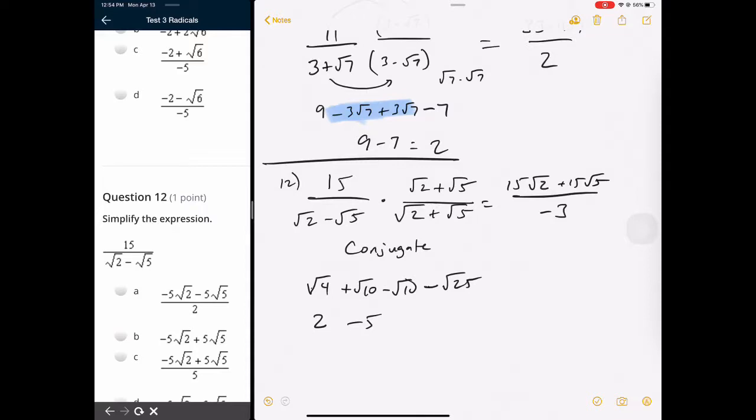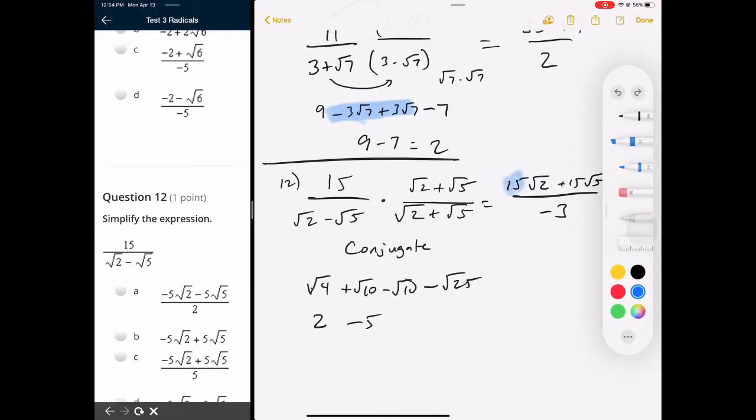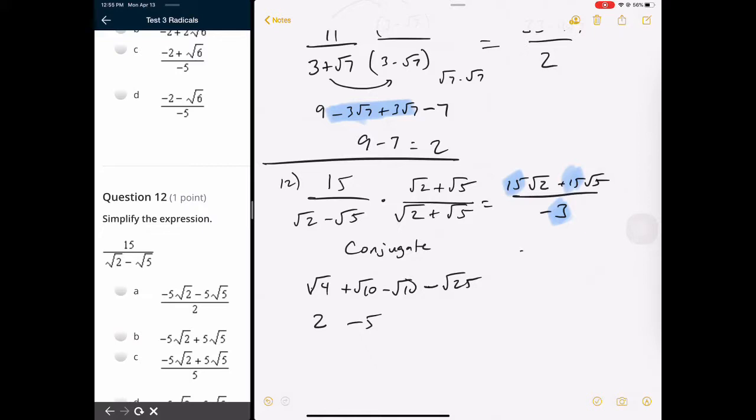Now that we have this problem here, we're in pretty good shape. But can I still reduce? Can I reduce the 15, all the numbers outside the square root? Can I reduce the 15 and the 3? What number can I divide them all by? Well, I can divide them all by 3. So 15 divided by 3 is 5, all over negative 1, and I can move the negative 1 on top.